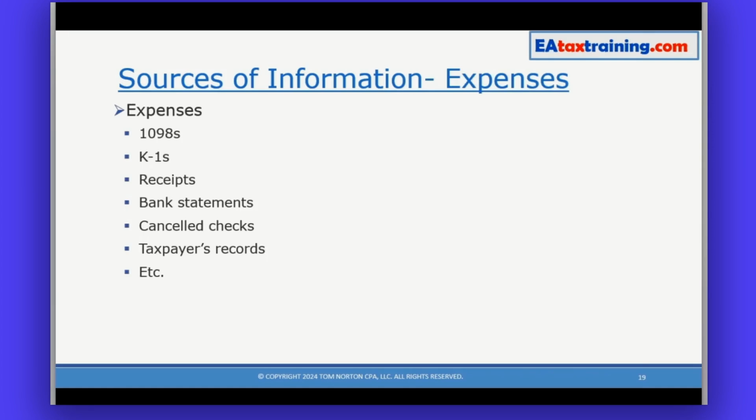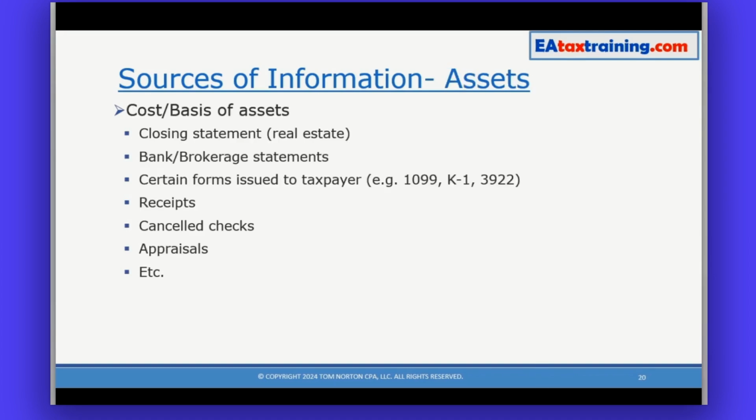Next is expenses. For expenses, we've got Form 1098. So 1099s, we talked about, show income. 1098s show expenses. For instance, if you have mortgage interest, then you get a Form 1098 from your bank or mortgage company each year. There are also 1098s for college tuition that was paid, and there are other 1098s as well. Form K-1s, again, not only do they have income information, they can sometimes have expense or deduction information as well. And then receipts that the taxpayer may have, bank statements that can show amounts that were paid out, canceled checks, and again, the taxpayer's own records.